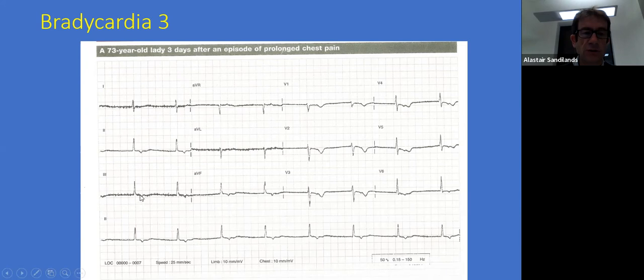So this is your retrograde P wave, but the algorithm allows you, if you don't see that P wave in the T wave, you still get the answer of junctional bradycardia, junctional rhythm. Okay, so that's a junctional rhythm.